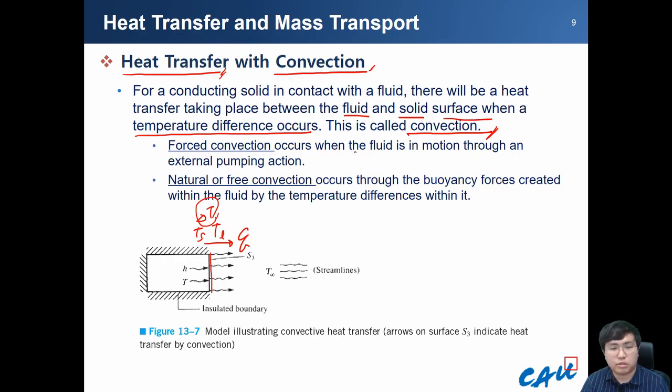First, forced convection is when the fluid is in motion through an external pumping action. When you apply some external force to the fluid, after some time the liquid phase obtains a specific temperature. However, due to the movement of the fluid, the temperature will be changed externally, so we call this the first convection.